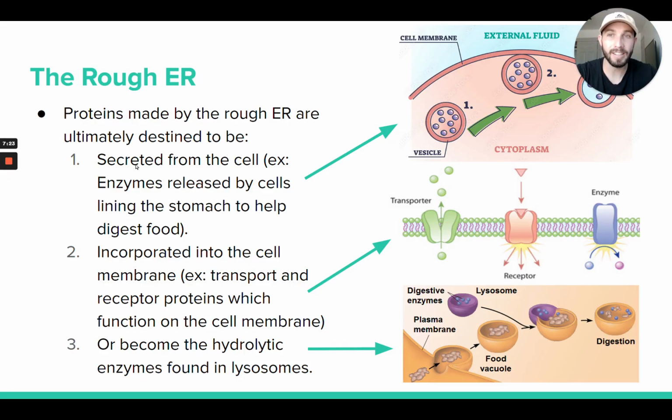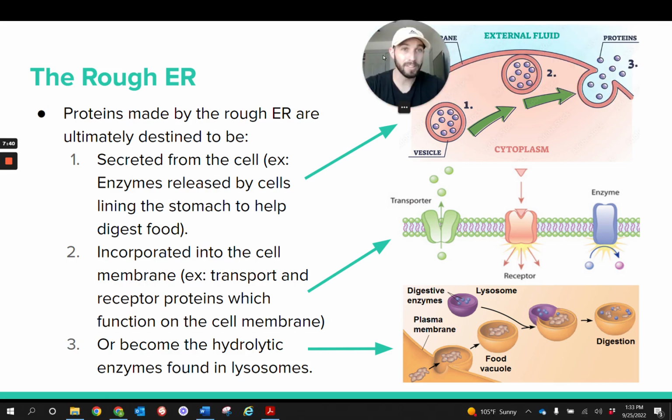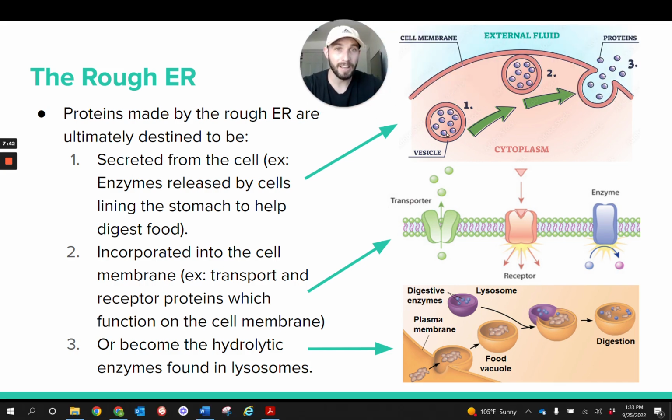One of the things that might happen to these proteins made by the rough ER is that they sometimes will be secreted by the cell. There are certain cells inside of organisms, including you, that secrete a lot of proteins, meaning those cells release proteins out of the cell. In this picture you can see that happening. Here are some proteins inside of this vesicle, and it fuses with the membrane and releases those proteins out of the cell. We call that secretion.